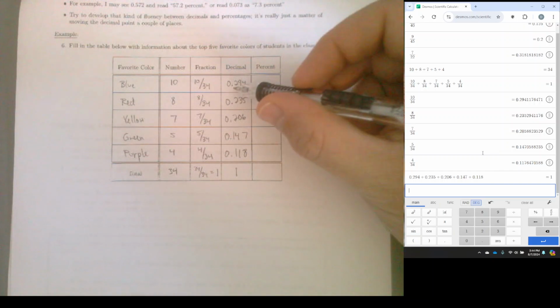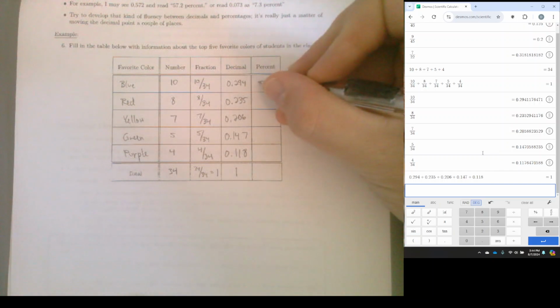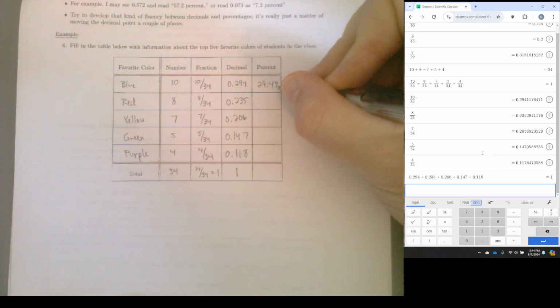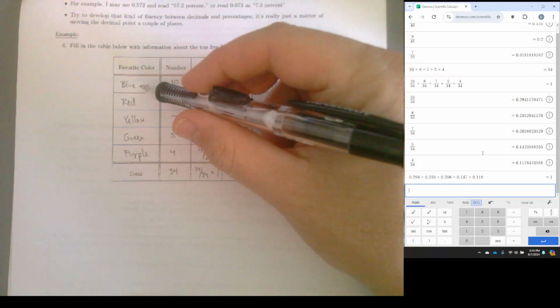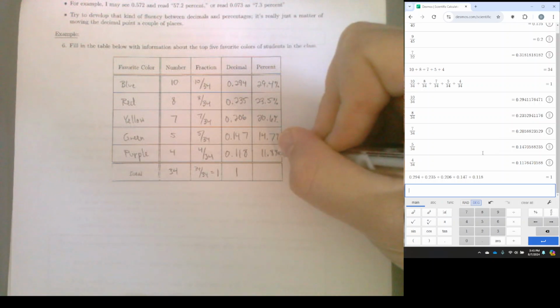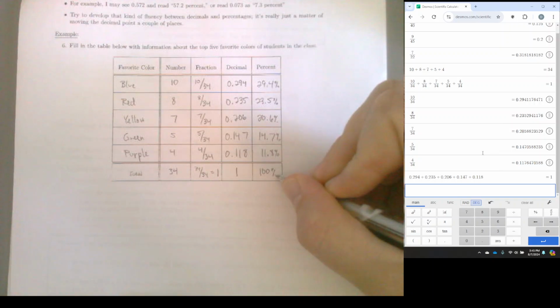Everything's good now. And now, to change the decimals to percents, we just move the decimal point 2 times to the right. This would be 29.4%. So 29.4% of the class has blue as their favorite color, right? 23.5% of the class preferred red, and so forth. And of course, when we add up all of those percentages, we should get 100% of the class. You can verify that by punching those numbers into your calculator, but that suffices for me. So that'll do it for this review.